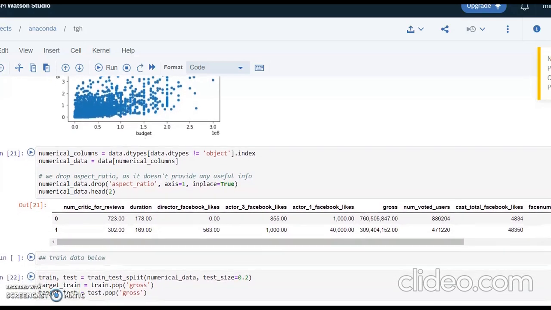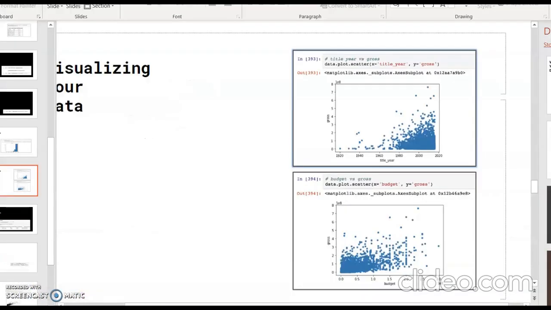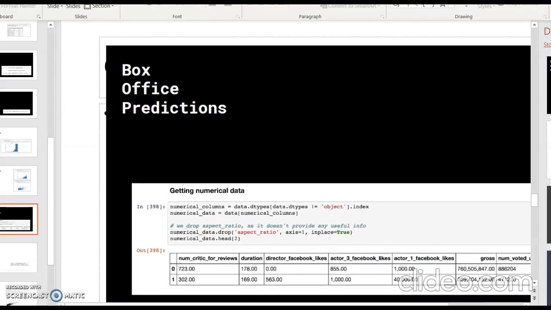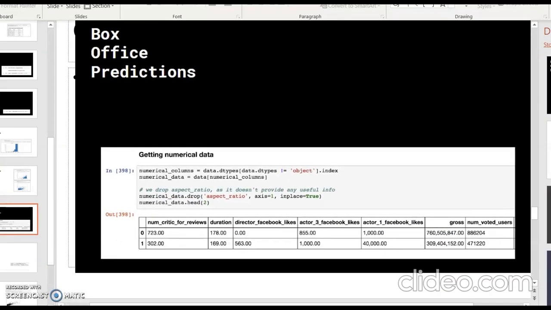And then basically with the data, we are trying to get the numerical data. So with that, we have a function which I believe calculates the aspect ratio and provides us the useful info that we need. So basically this is our numerical data.